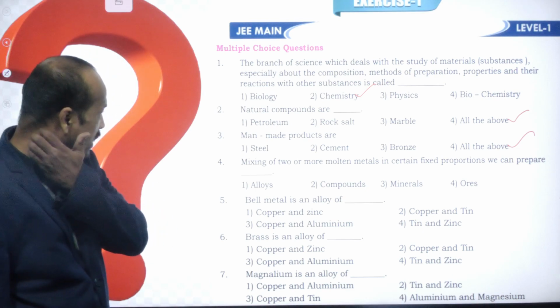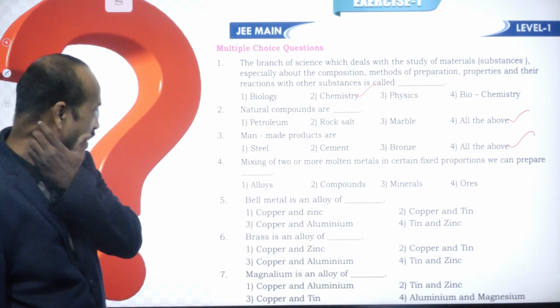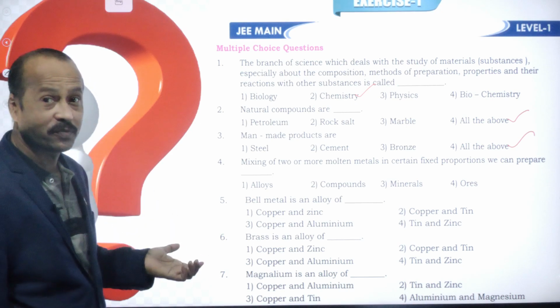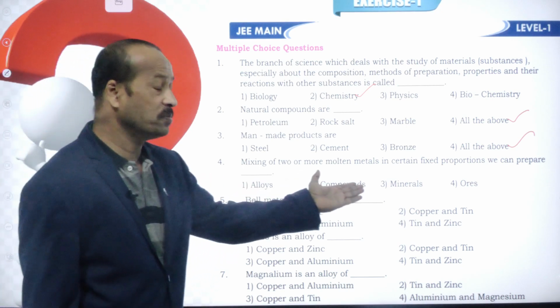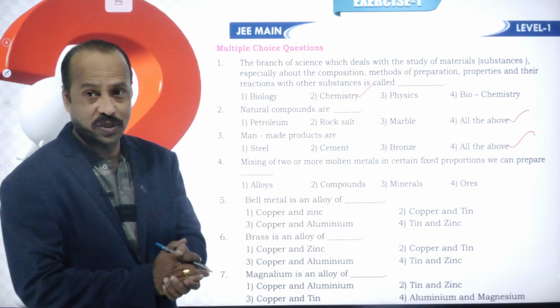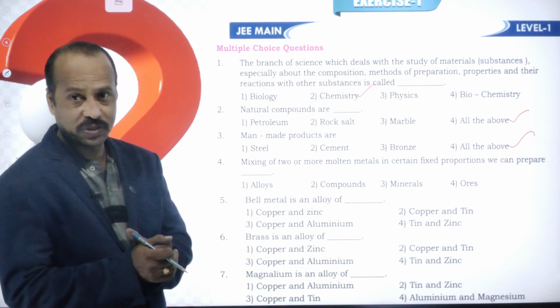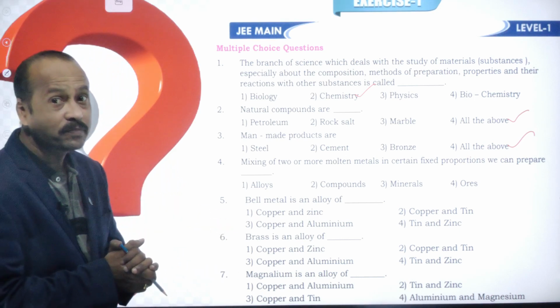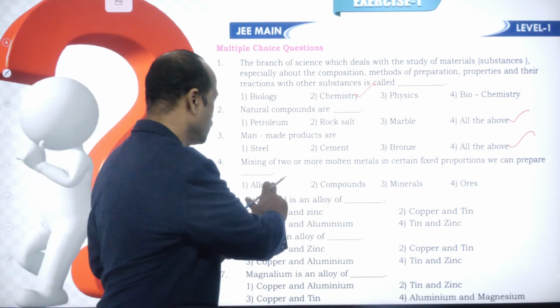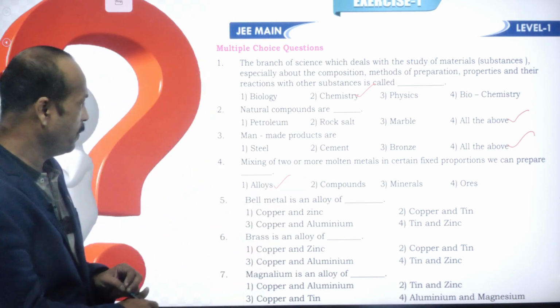Mixing of two or more molten metals in certain fixed compositions, we can prepare, yes. What can we say? Alloys, compounds, minerals, or ores. Mixing of metals together with some ratios, with some percentages. Alloys. Good. Good going here, very, very good going.